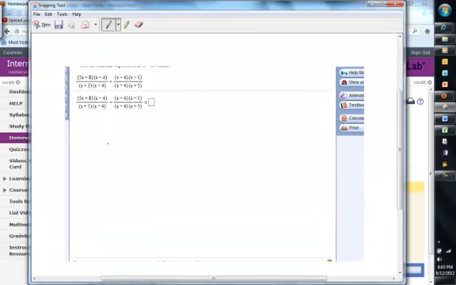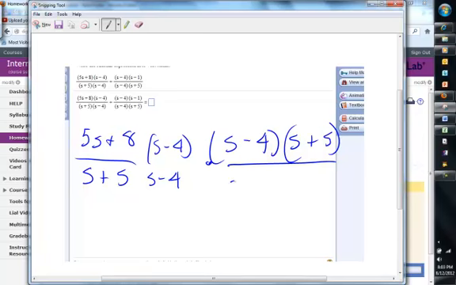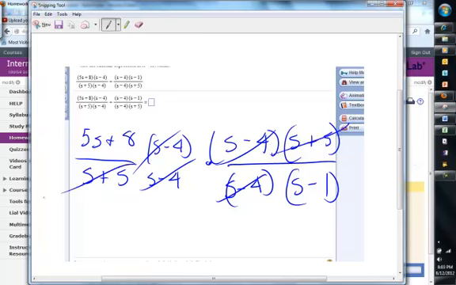Okay, since it says divide, I'm going to rewrite it as a multiplication problem. S minus 4 over S minus 4 times. Now I have to switch, so I'm going to write the denominator up on top, S plus 5, and the numerator on the bottom, S minus 4, S minus 1. All right, so the S minus 4's cancel, S plus 5's cancel, and we're left with 5S plus 8 over S minus 1.